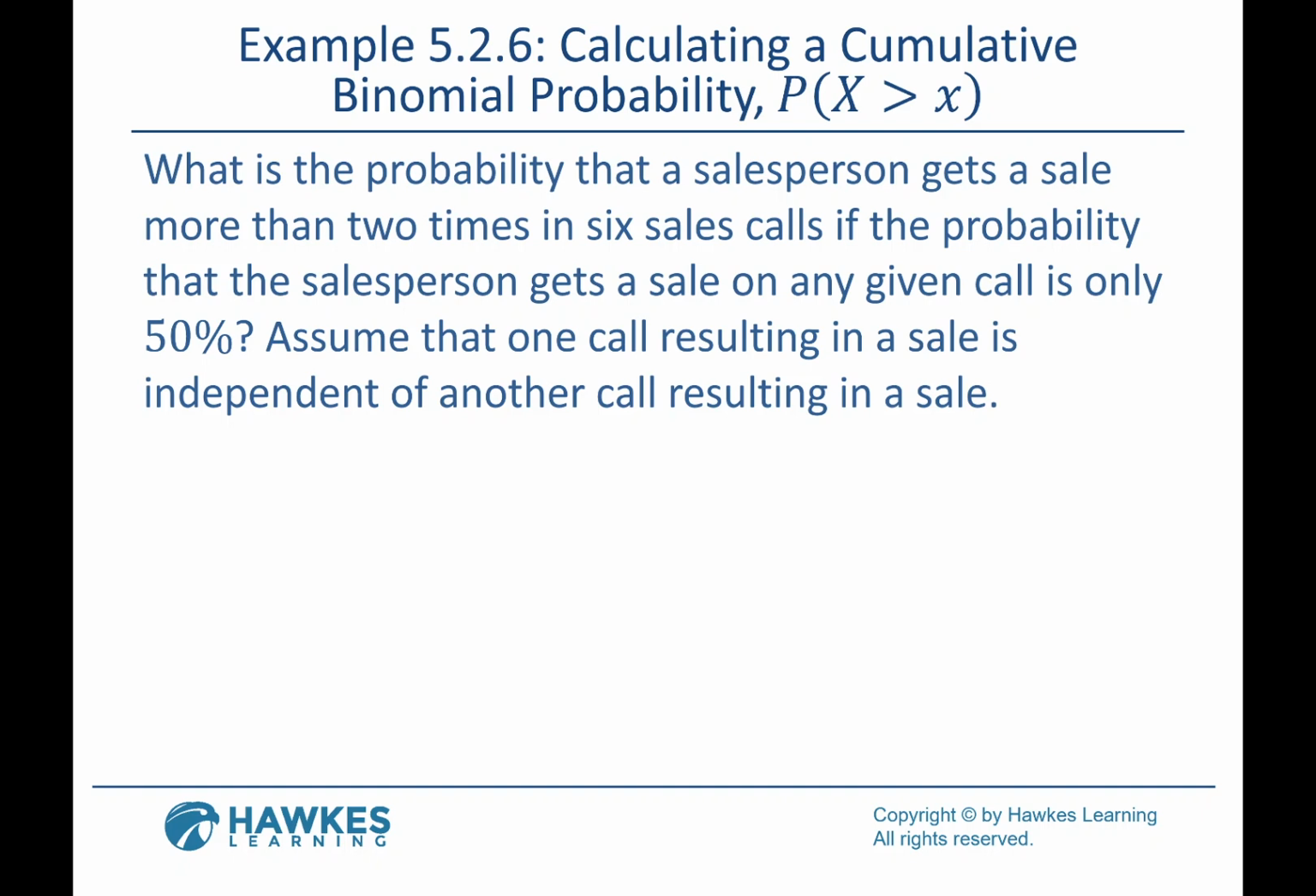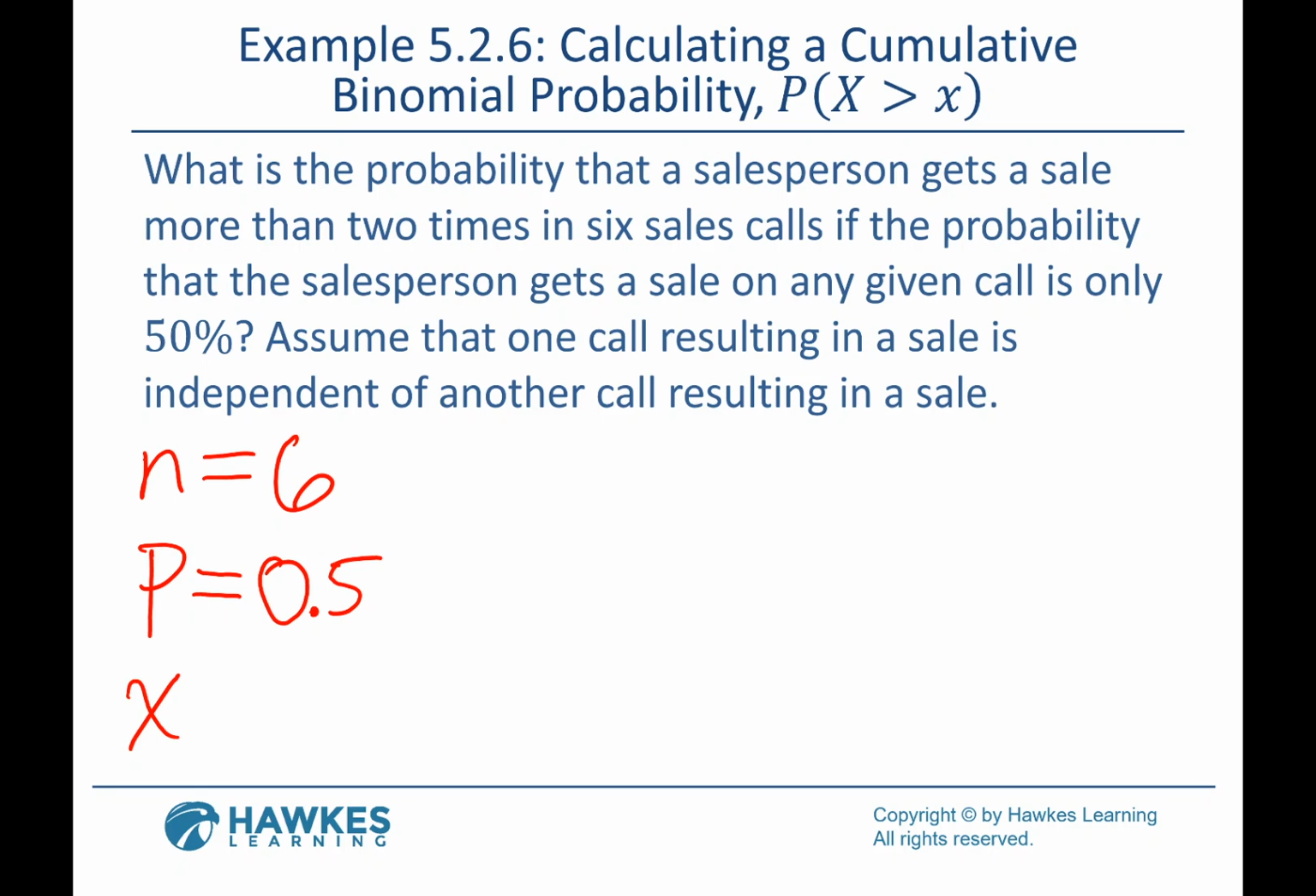Okay. So no matter what we're looking for, we need N, p, and X. Here, how many trials are we doing? Here we're making 6 calls, so N is 6. We're calling a sale a success. So if we just make 1 call, what's the probability of success? 50%, right? It says the probability that the salesperson gets a sale on any given call is only 50%, so 0.5.